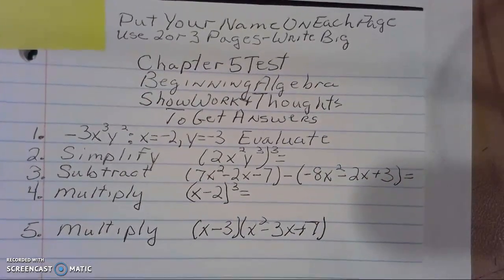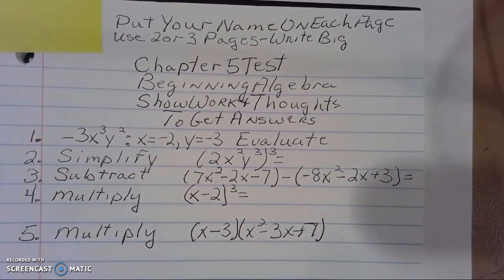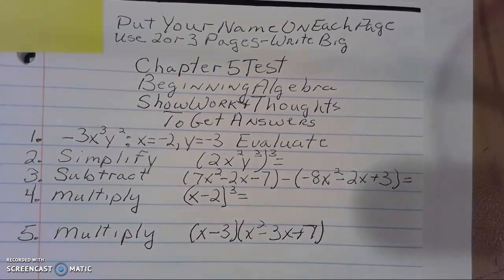This is the Chapter 5 test for beginning algebra on April 22nd. You will have about an hour to get this back to me, showing all your work, your thoughts of how to get the answer and how to do it. Please put your name on each page, and you use 2 or 3 pages to do it. Write fairly big so I can see what you're doing.